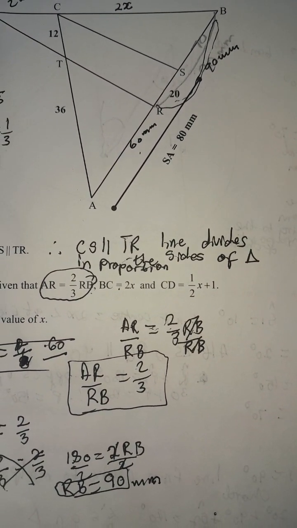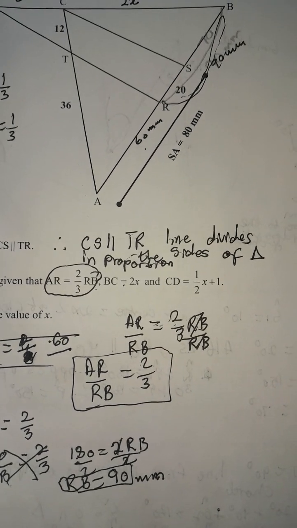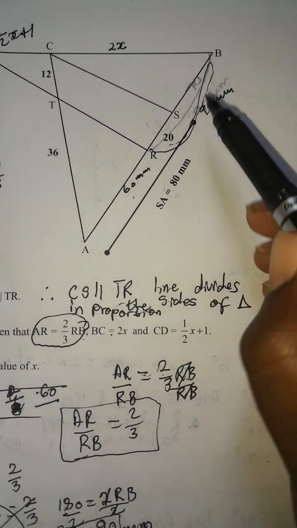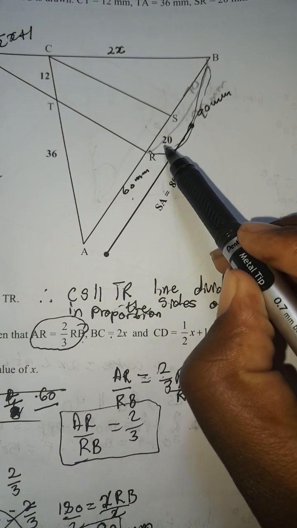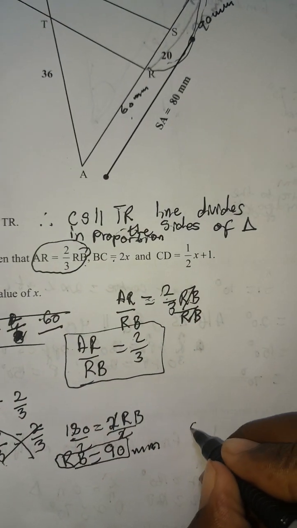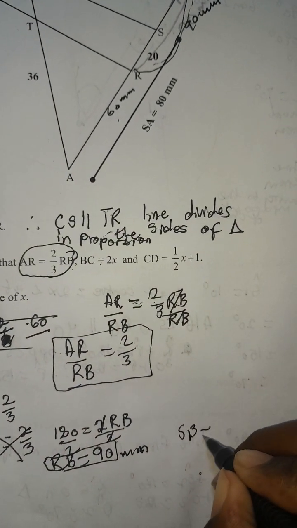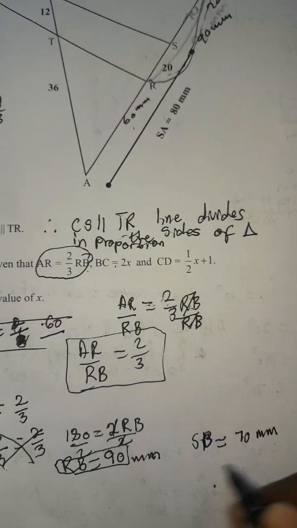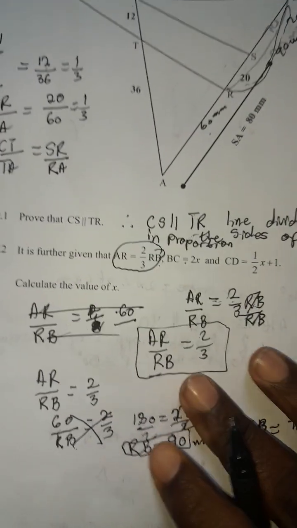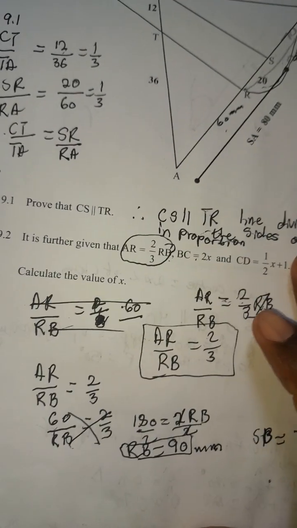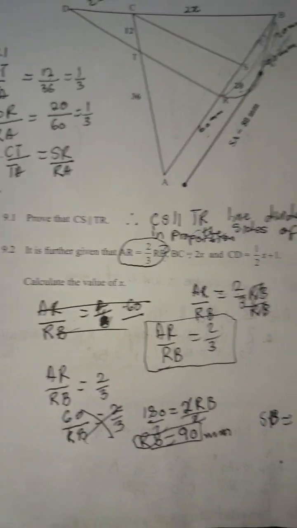So for us to get SB, we need to be wise. We're going to say 90 minus 20, which will give us 70 millimeter. So SB, sorry for my writing, is 70 millimeter. I hope, guys, we are winning. Right, we are not done.